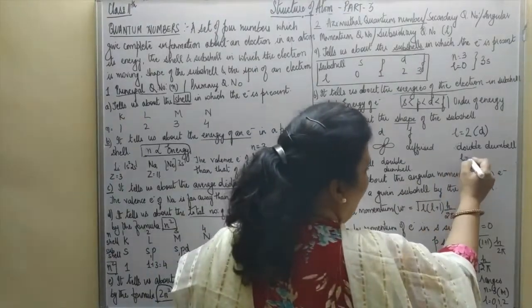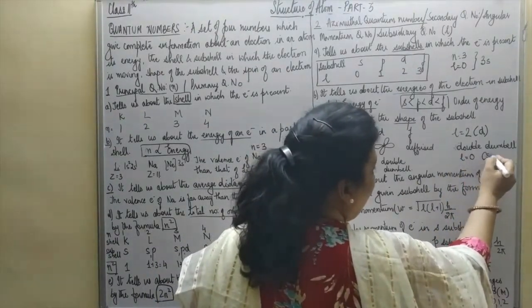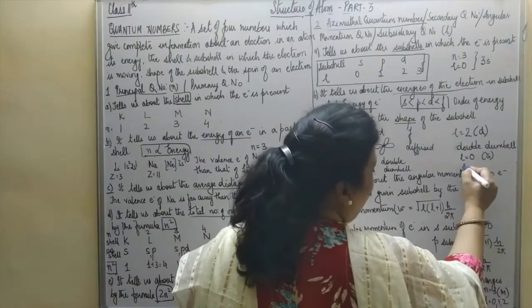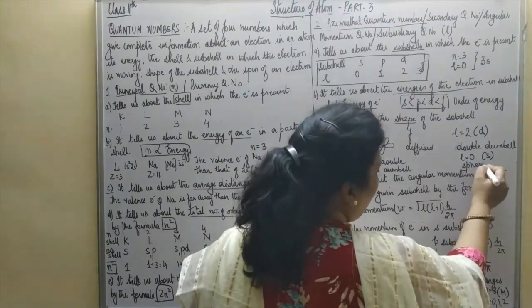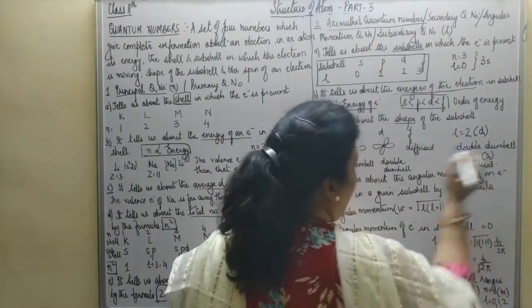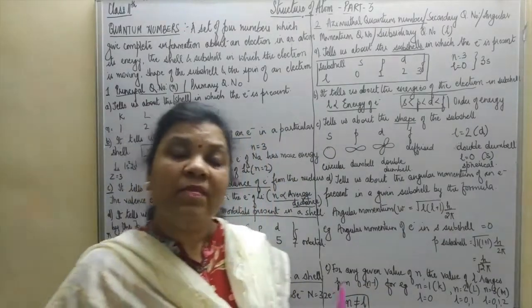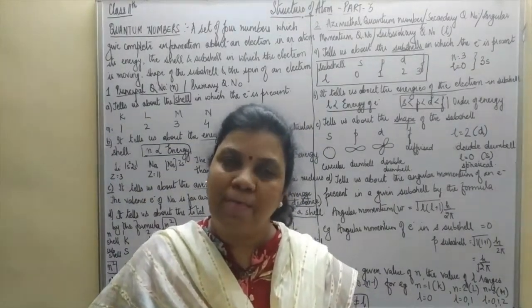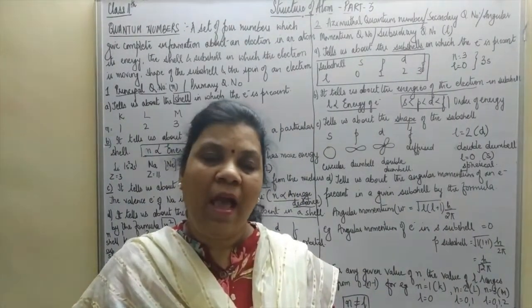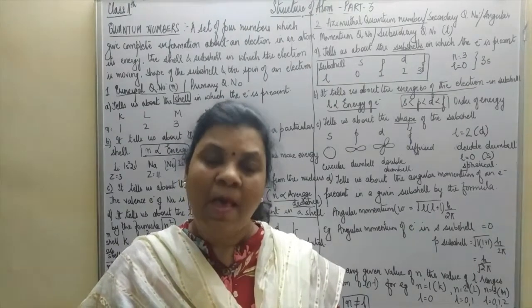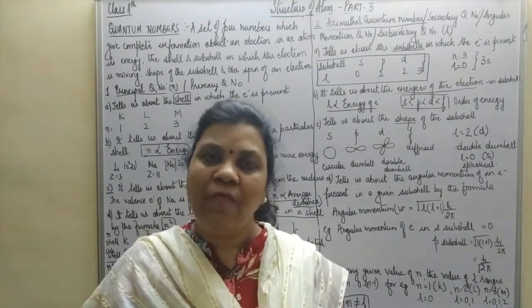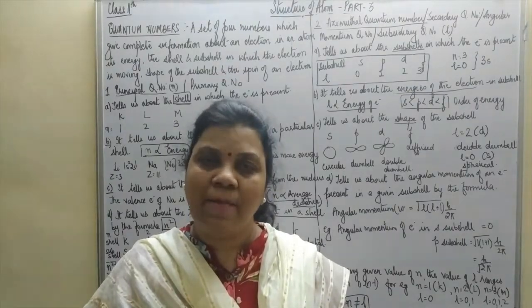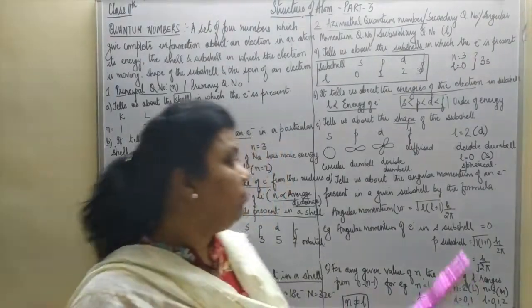If I say L equals 0, I am talking of the S subshell. What shape clicks to our mind? The shape is spherical. So, it gives an idea about the shape of the subshell, since every subshell has a definite or a fixed shape. So, by knowing the L value, we can predict the shapes of the subshell as well.